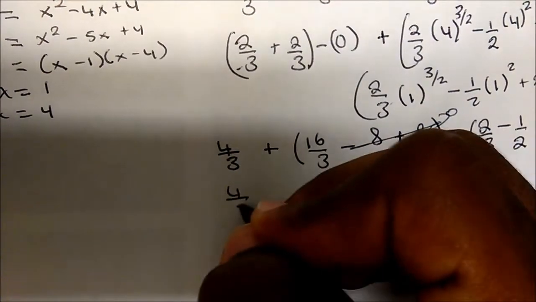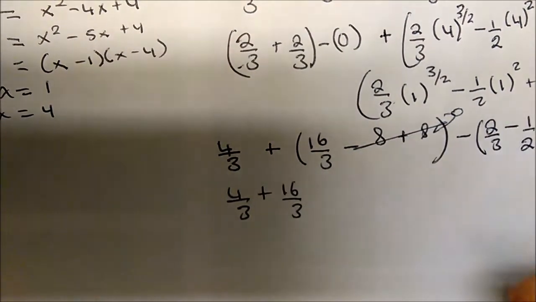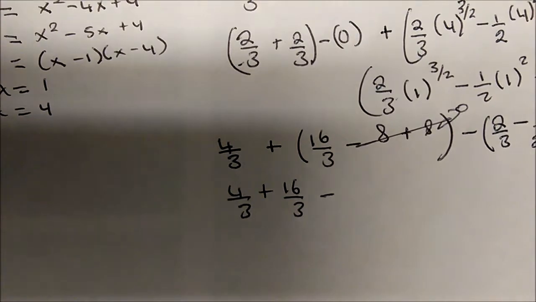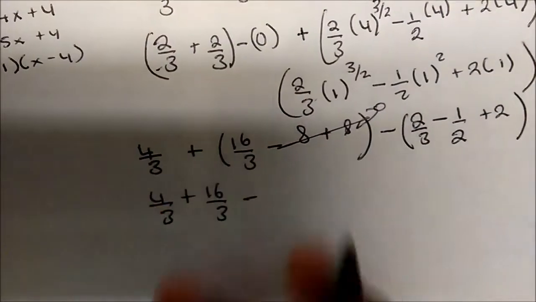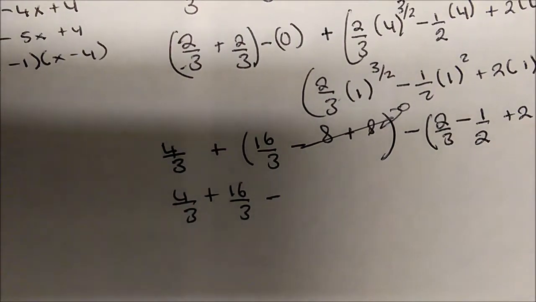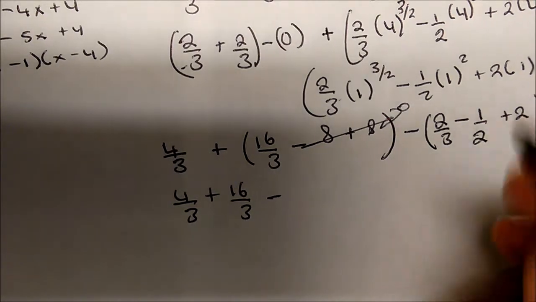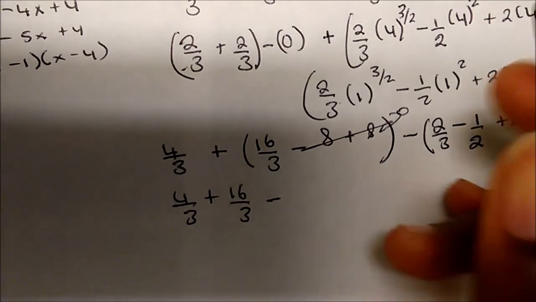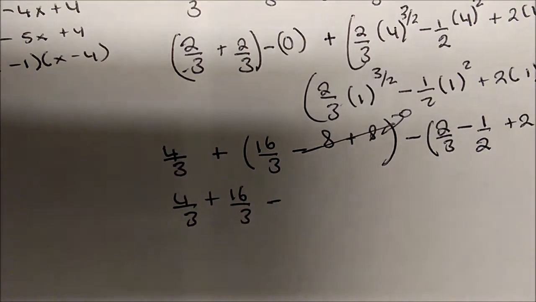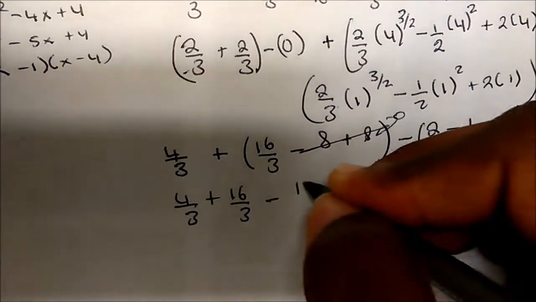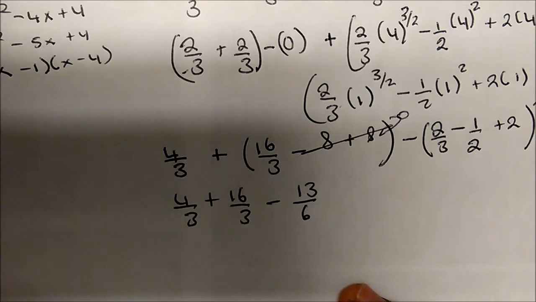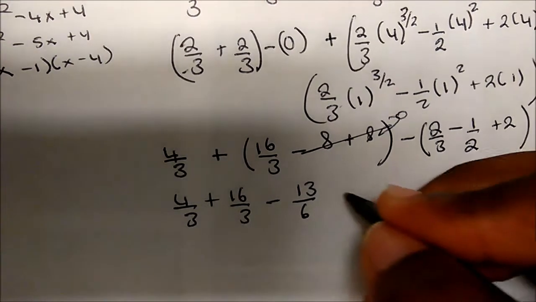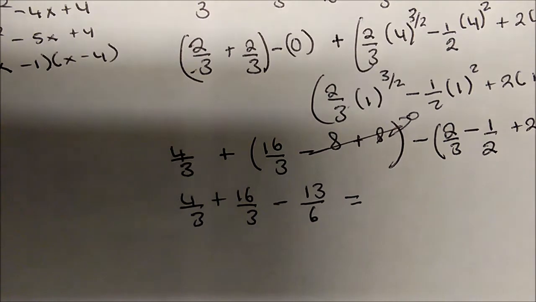So we have 4 over 3 plus 16 over 3 minus, well, let's see, we could do the math for this one. And I'm not going to do it. I'm just going to plug it in my calculator. So let's see, 2/3 minus 1/2 plus 2. I don't have my calculator, so I got to do that in my head. But that should equate to 13 over 6. So that's 13 over 6. All right. So adding these together, that's 13 over 6.